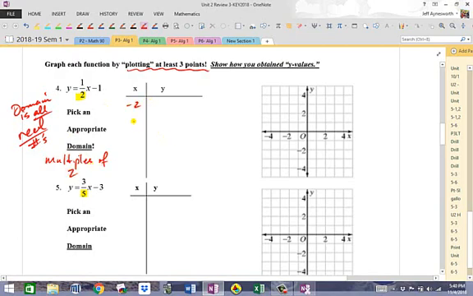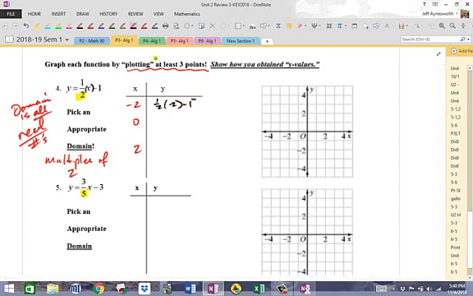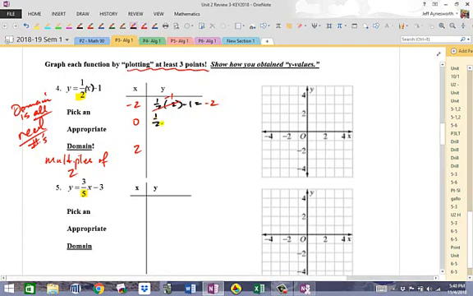All right, so pick negative 2, 0, and positive 2. Watch what happens. So you're going to take 1/2 times the x value minus 1. So 1/2 times -2 minus 1. Let's do the arithmetic. What's 1/2 of -2? Well, it's -1. -1 minus 1 is -2. What's 1/2 times 0 minus 1? Well, anything times 0 is 0, right? And 0 minus 1 is -1. So what's 1/2 times 2 minus 1? Well, 1/2 of 2 is 1. 1 minus 1 is 0.